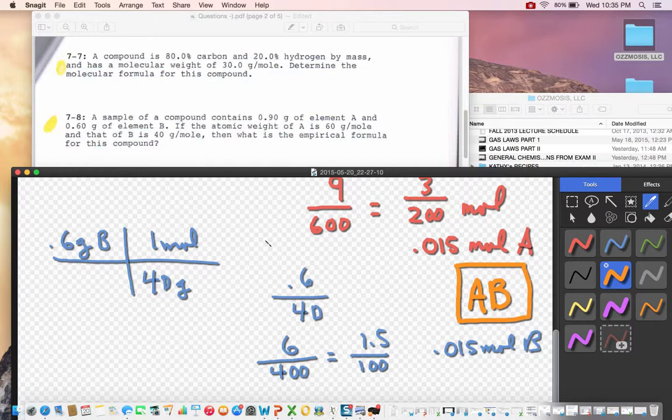Play with fractions until you can do a reasonable approximation, and you'll find the math cleans up almost every single time for you. So I'm going to end this video, and we'll pick up some more problems with percent composition and empirical formula.